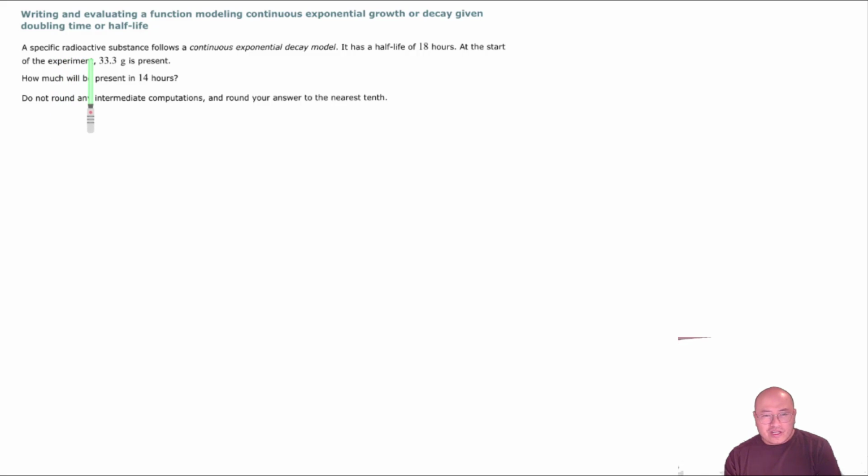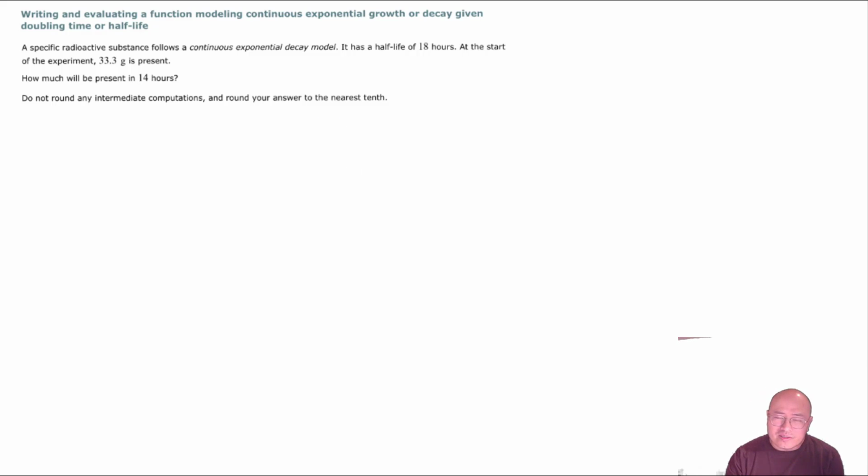A specific radioactive substance follows a continuous exponential decay model. It has a half-life of 18 hours. At the start of the experiment, 33.3 grams is present. How much will be present in 14 hours? Do not round any intermediate computations and round your answer to the nearest tenth.